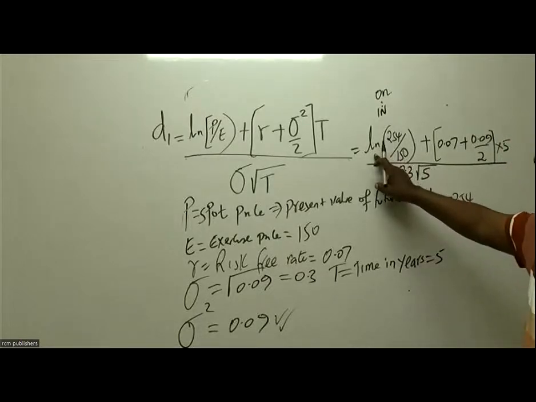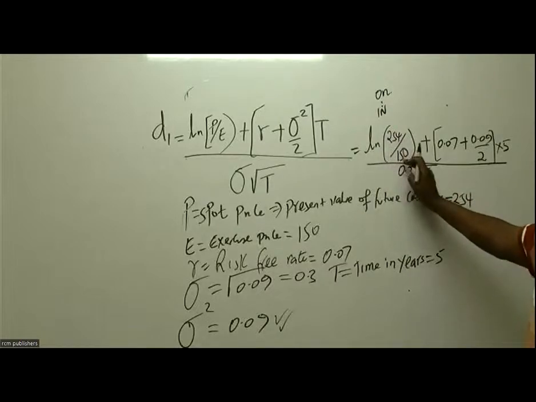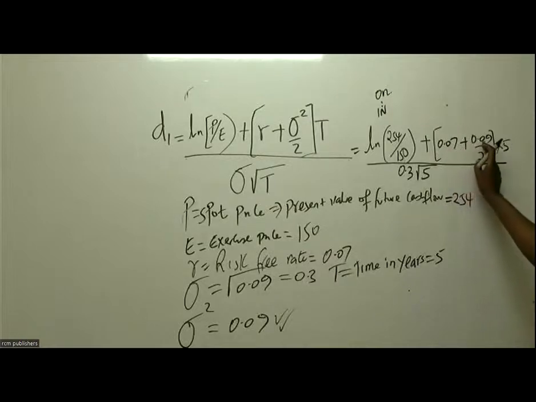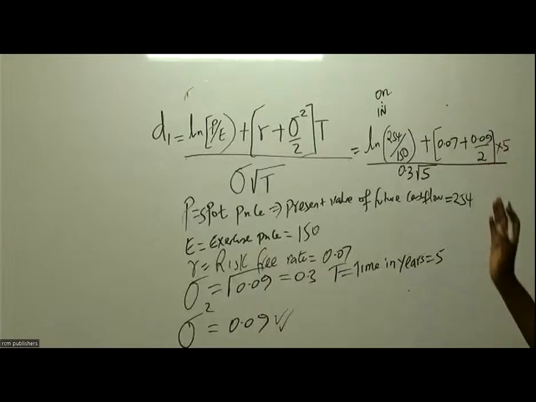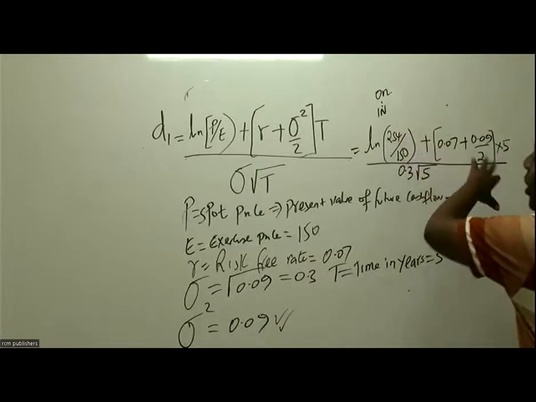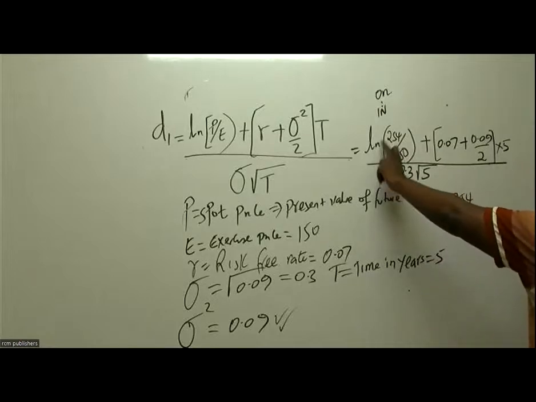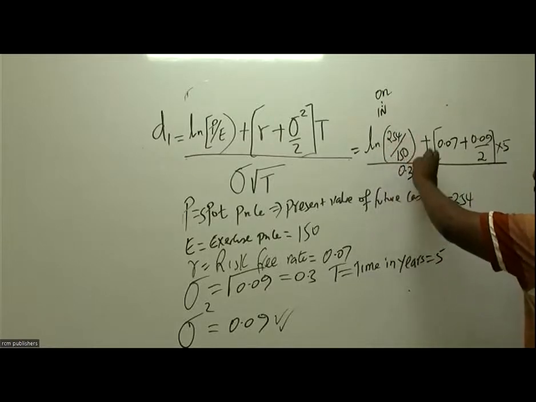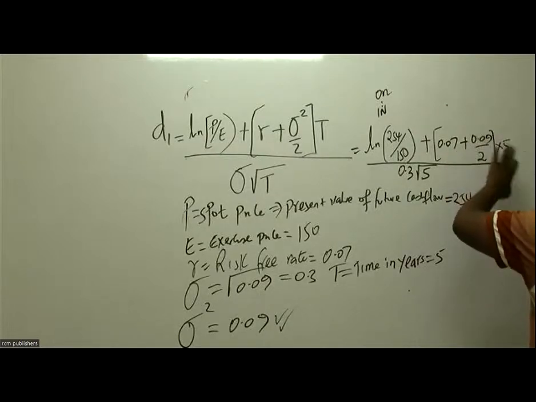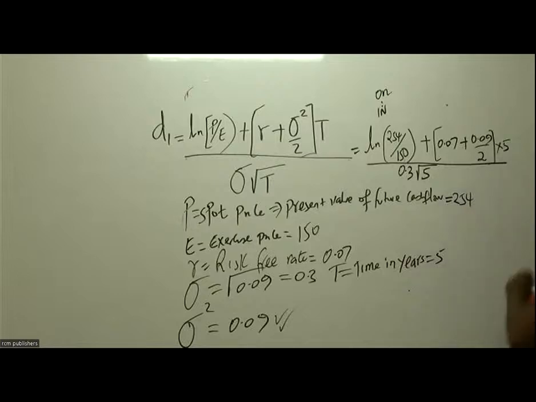So you press ln, open brackets, 254 over 150, close, plus, open bracket, 0.07 plus 0.09 divided by 2, close, times 5. You give me the answer at once. Remember here, we don't say equals in between. You simply say ln, open brackets, 254 over 150, close, plus, open bracket, 0.07 plus 0.09 divided by 2, without saying equals, close, times 5, and then you give me the numerator.